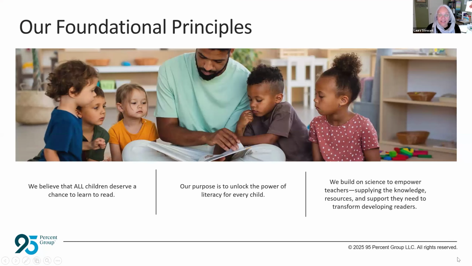I always start with this slide when we open up our webinars because I just want to make sure that you all know who we are at 95% Group. If you do know who we are, I like to revisit these principles because this really drives the work that we do at 95%. It's really the why of what we do.